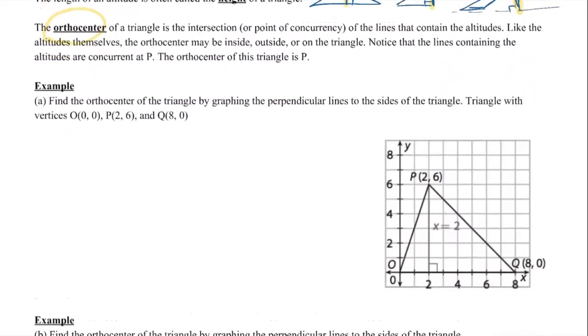First one says, find the orthocenter of the triangle by graphing the perpendicular line to the side of the triangle. The vertices of the triangle are 0, 0, 2, 6, and 8, 0. We rarely use the letter O because it looks like a 0, but the only exception would be that we might use it as the origin, the point at the origin, right? Okay, so let's do this. This is a little tricky actually, right?